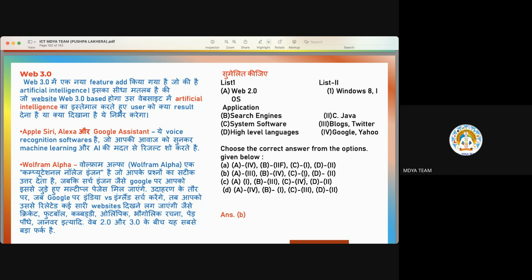They listen to your voice, they hear your voice, and they show the result. Now, Wolfram Alpha is again a computational knowledge engine which answers your questions, whereas with the Google search engine there are multiple pages, so it shows which one is the best for you. That way, the generation will be.